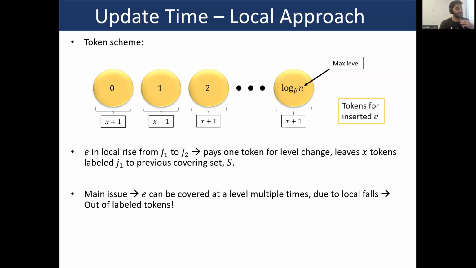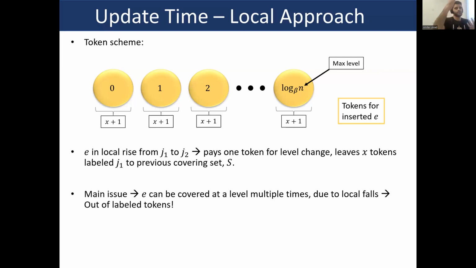The main issue is that E can be covered at a level multiple times, because of faults. If it only had rises, let's say there's an element E that only rises from level 2 to 4 to 7 to 11, and so on, then that's okay, right? Because once it's inserted, it gets all of these tokens labeled, all of the levels that it can climb. So for each level it goes, it has the tokens that it needs.